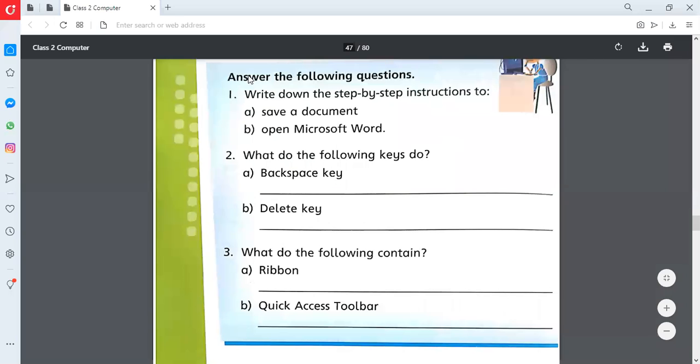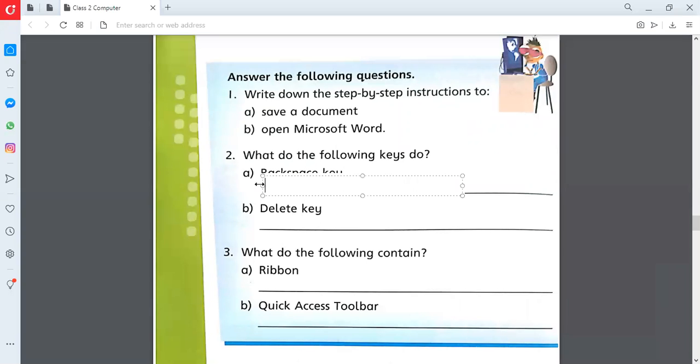Okay, so what does the backspace key do? Let me write here. In the last class, we did that. The backspace key is basically used to erase text one step backward. It erases text one step backward. So this is the answer for this one. We already did that.